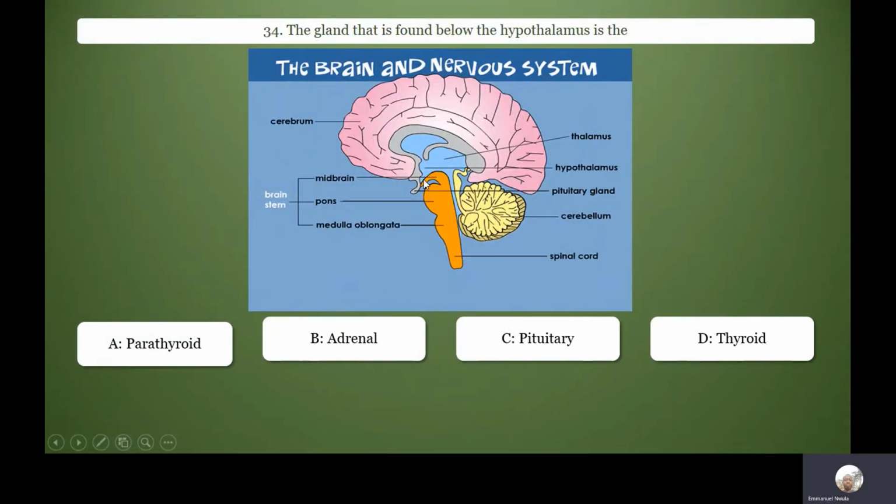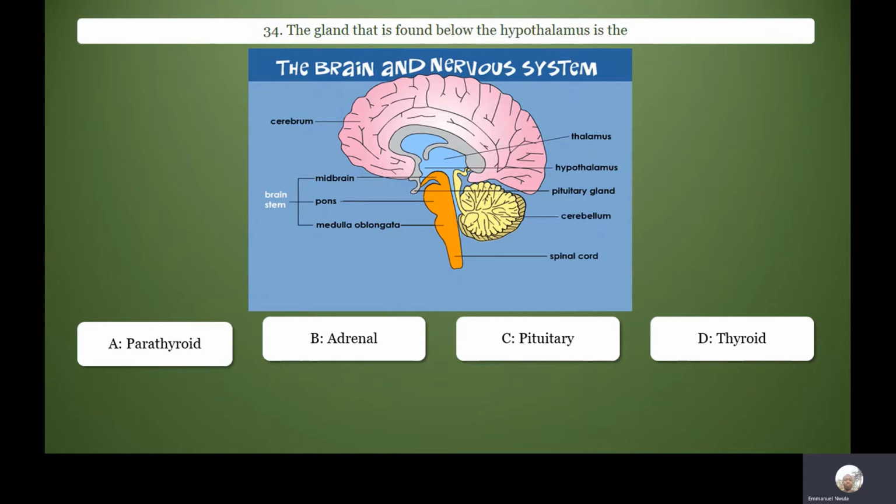The gland that is found below the hypothalamus is called the pituitary gland. It's called the pituitary gland. You can see the hypothalamus. I can see the pituitary gland. They are linked together, linking the nervous system and the endocrine system.